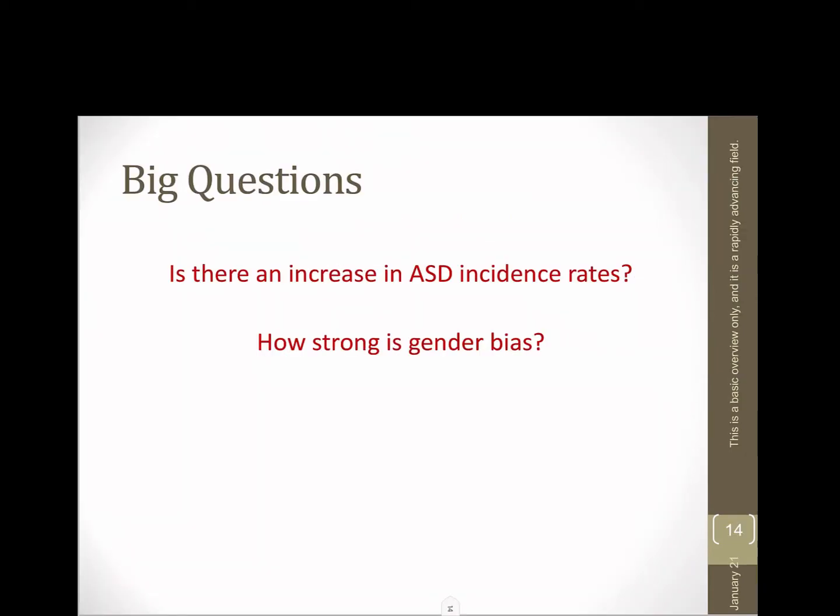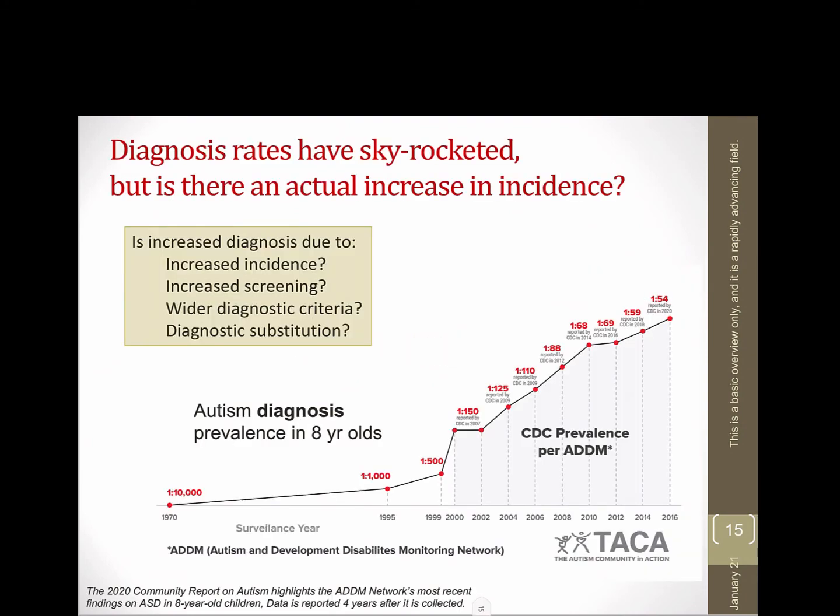So there are a couple big questions we have when we think about ASD, and one of them is a big argument as to whether there's been an increase in the incidence of ASD. The other one is how strong is our gender bias in terms of diagnosing ASD in males. It's inarguable that we have a huge increase in the diagnosis of ASD. And you can see in this graph that diagnosis rates in 1999 versus 2000 rapidly increased and have been on the rise ever since.